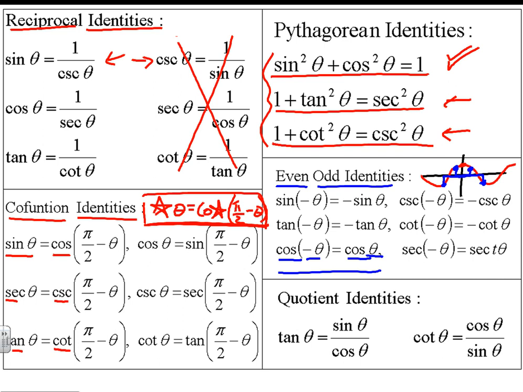Okay, and then finally, quotient identities. I would suggest you have used these before. You know these. There are truthfully 4 more quotient identities. We could get a quotient identity for sine and cosine and secant and cosecant, but we typically migrate by turning things into sines and cosines. So you'll see a little bit of that a little later on.